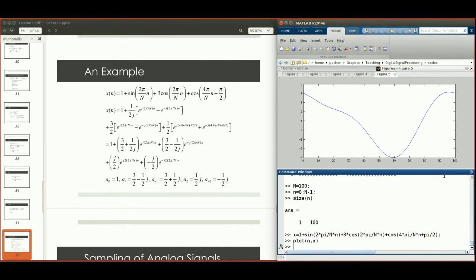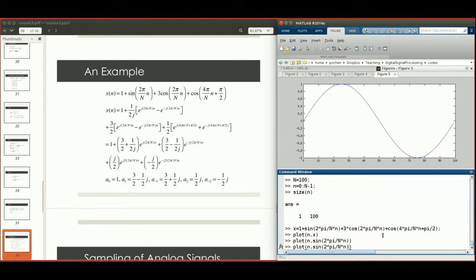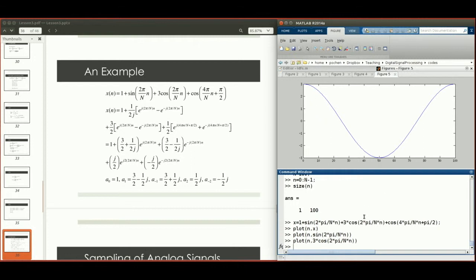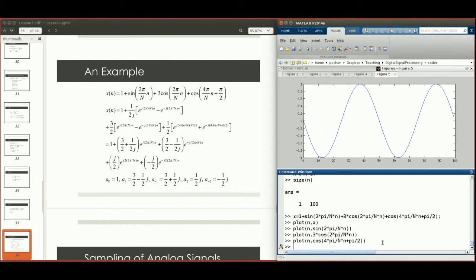If you want to look at the individual components, you can also do that, right? So that's the first component. And then if you want to look at the third component, that's the third component. Here I'm using plot, I'm not using stem. If you want to use stem, it's also similar. So you can see the three components. All of them are actually harmonics.